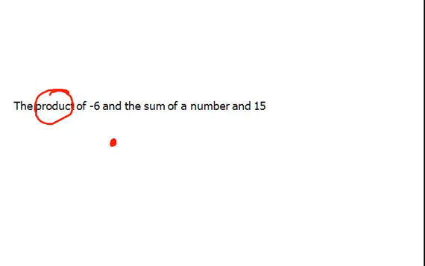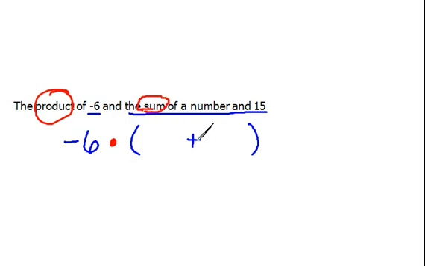So what are we multiplying here? We're multiplying -6 and this sum. So we're multiplying -6 and some sum. Well, remember, sum is a key word for addition. But what are we supposed to be summing up here also? The number and 15. So we would write that as some number and 15.